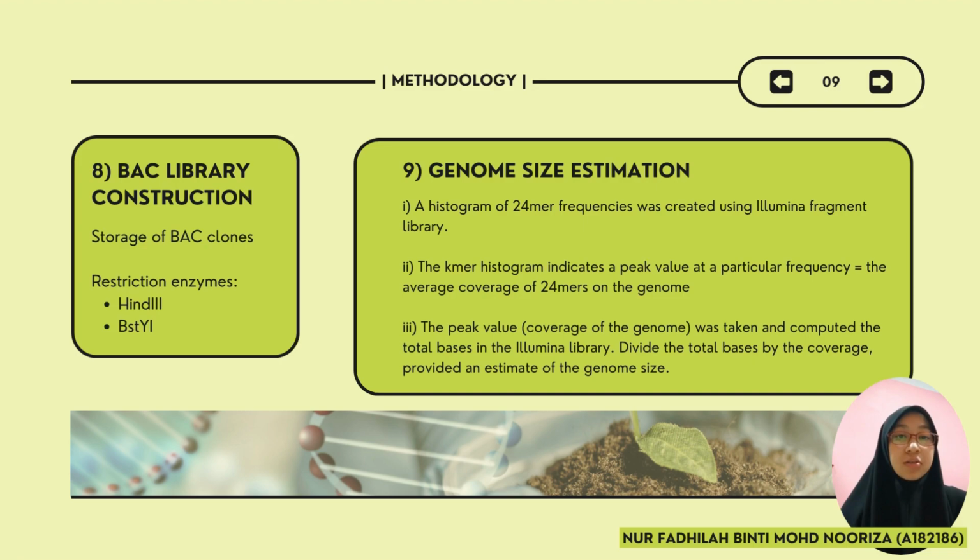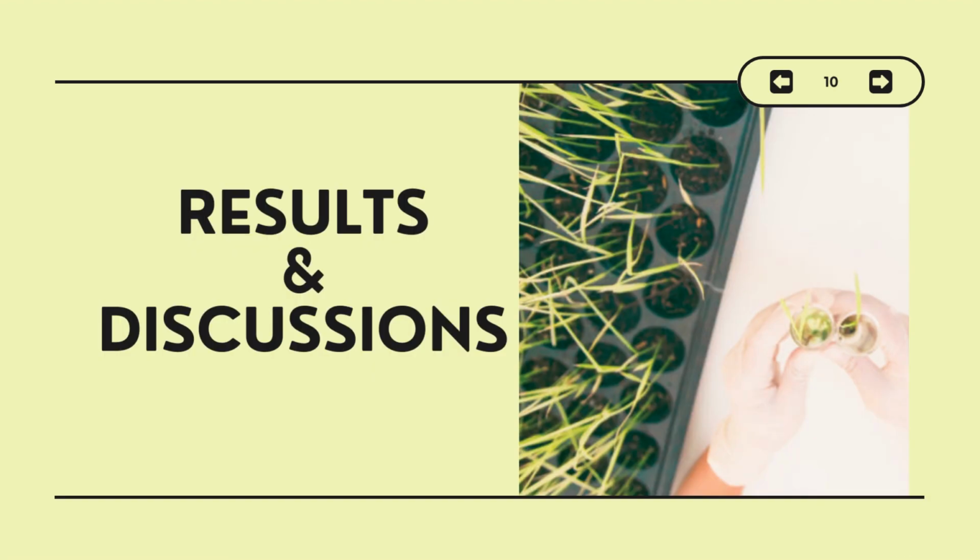And the k-mer histogram indicates a peak value at a specific frequency, equivalent to the average coverage of 24 times on the genome. The peak value was taken and the total bases in the Illumina library were computed, and lastly the total bases was divided by the coverage, which then provided an estimate of the genome size.